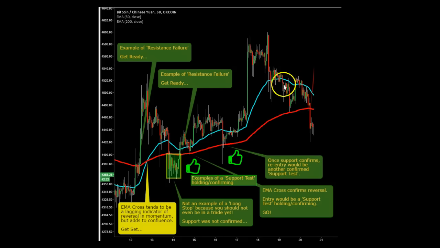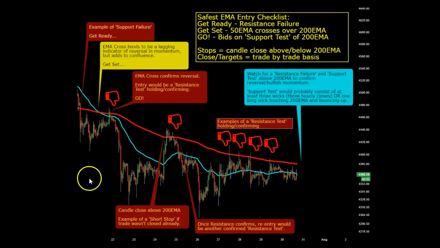So let's say you're not out at the 50, your hard stop would be a breach of the 200 again, because the 200 is your confirmed support, remember. So if the confirmed support breaks, that says close your long, it's time to rethink where this is headed. So now we're looking at the right side of that chart, and again the checklist is resistance failure or support failure, a cross of your EMAs, and then your bids or asks on the support or resistance test of the 200 or whatever your bigger EMA is, okay?